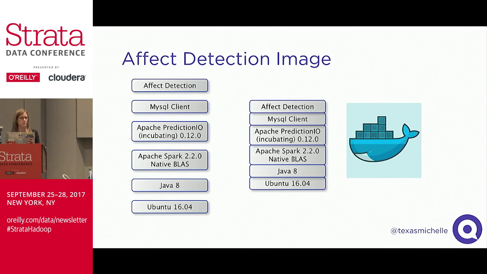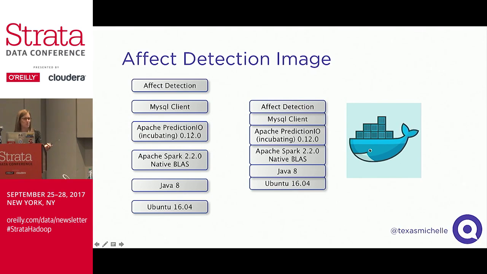And what does that one single image look like? It's pretty basic. It's also pretty big, but it's stock Ubuntu with Java 8. We build Spark ourselves from source because we want these native BLASes. We want the vector math optimizations. And then we're using Prediction.io. I don't know if there's been an official release for this, but there is a release candidate that we're already using because we needed some of the new features.